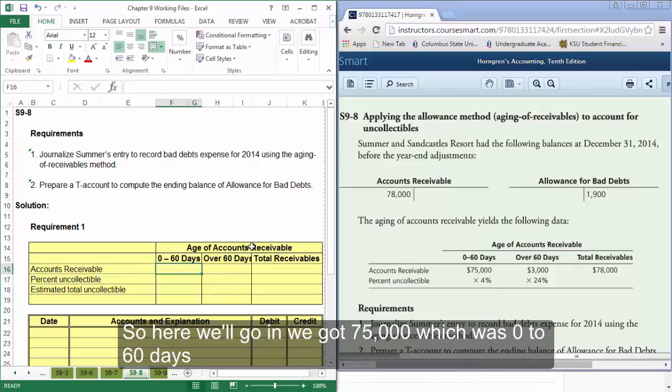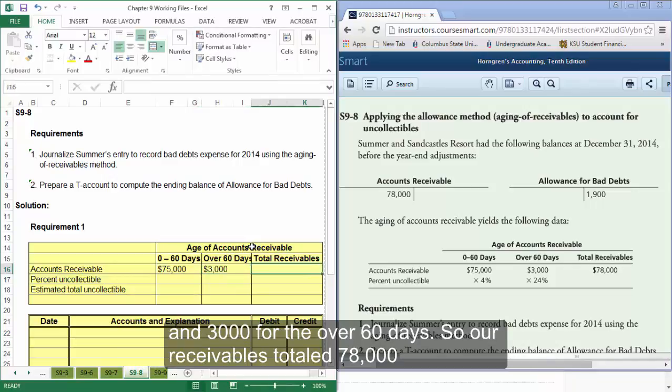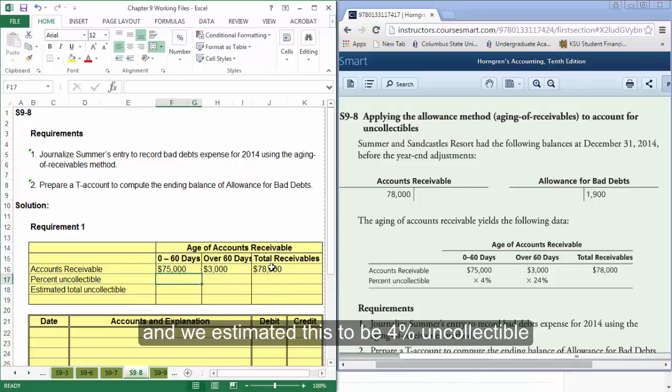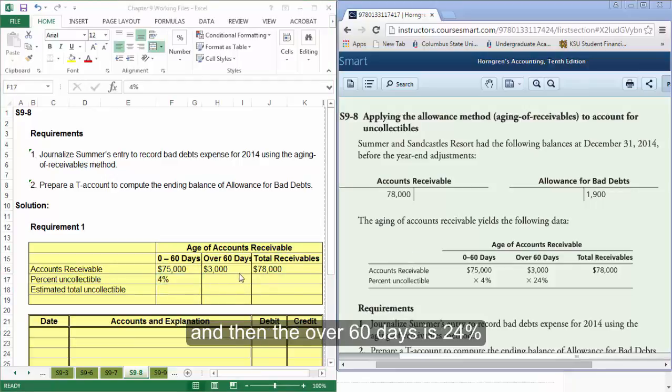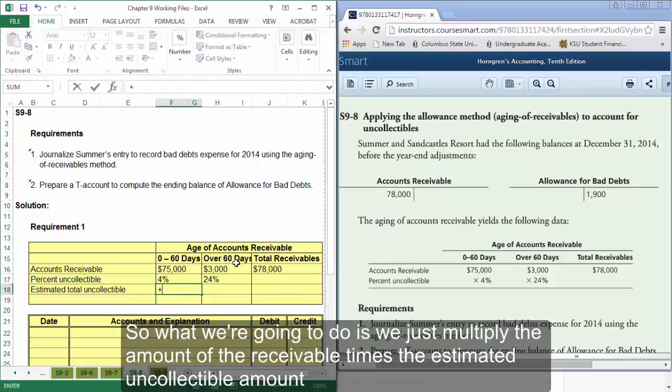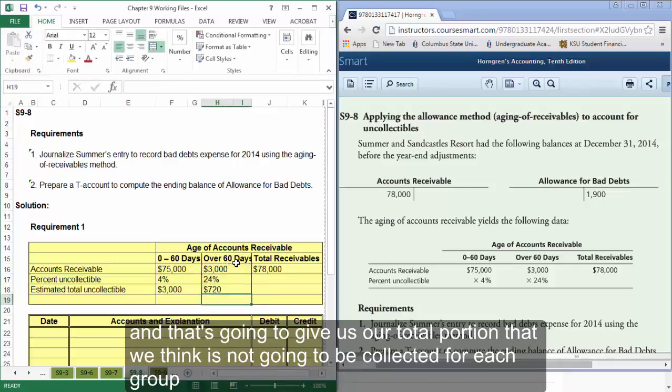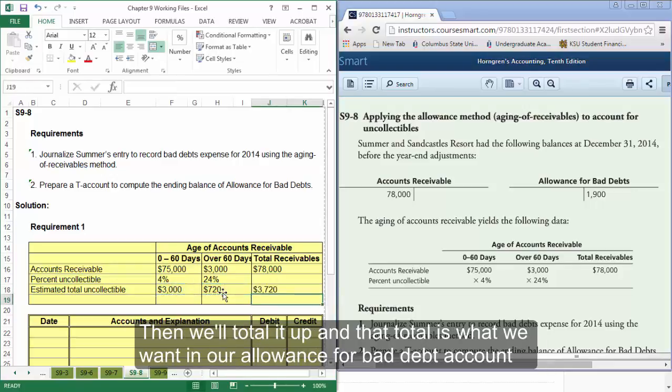So here, we've got 75,000, which was the 0 to 60 days, and 3,000 for the over 60 days. So our receivables totaled 78,000, and we estimated this to be 4% uncollectible. And then the over 60 days is 24%. So what we're going to do is multiply the amount of the receivable times the estimated uncollectible percentage, and that's going to give us the portion we think is not going to be collected for each group. Then we'll total it up, and that total is what we want in our allowance for bad debt account.